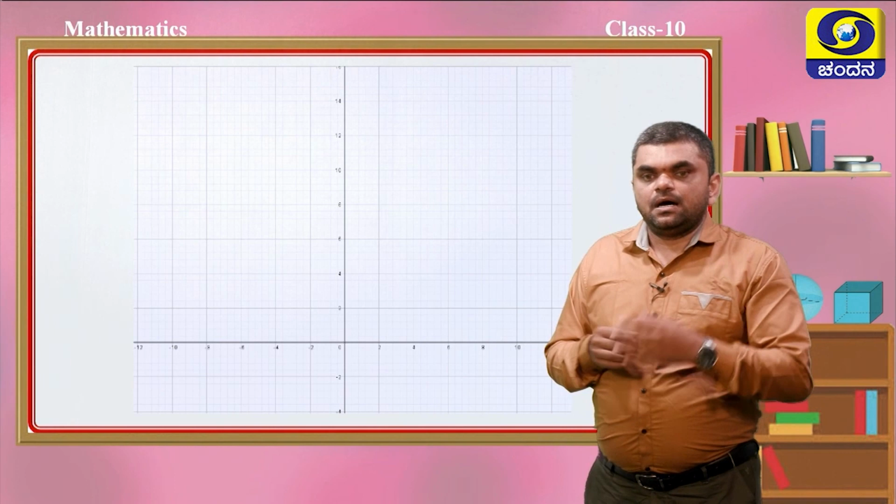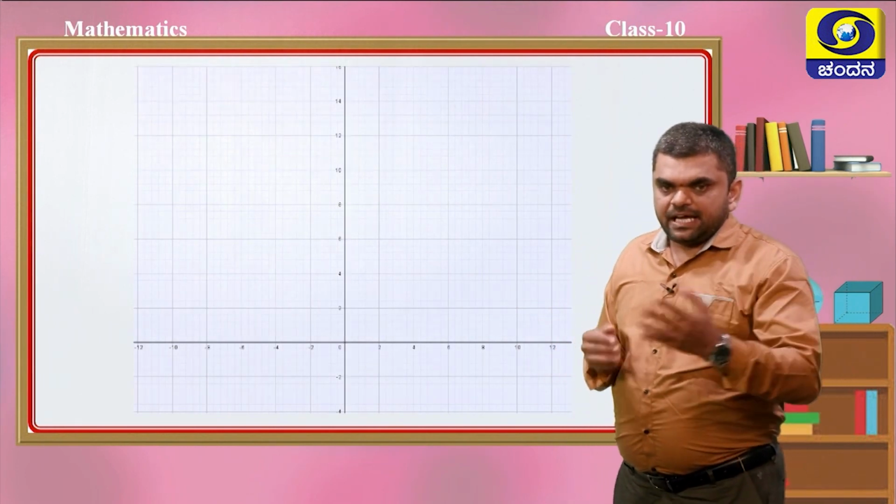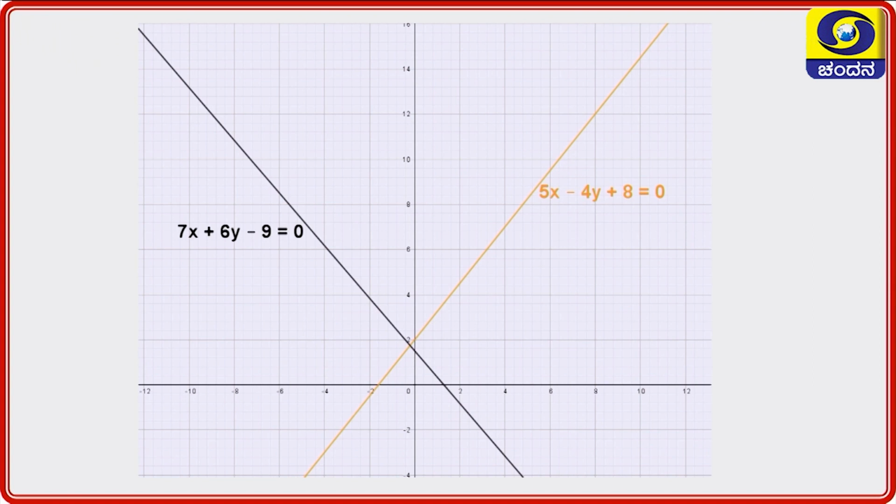Observe here children, the same equations when I plot in a graph, it will become like this. This is the equation 5x minus 4y plus 8 is equal to 0 and this is the equation 7x plus 6y minus 9 is equal to 0. They both are intersecting at a point. That is the solution for the equations.